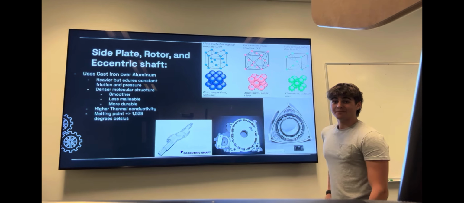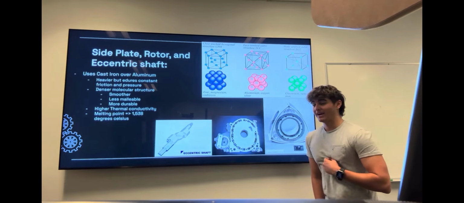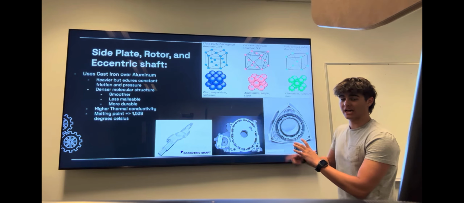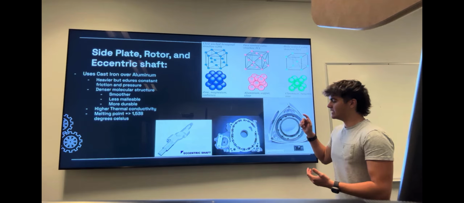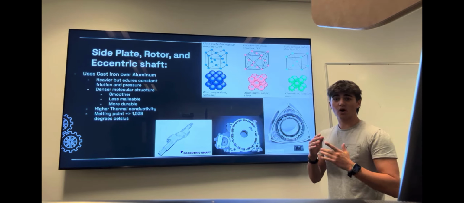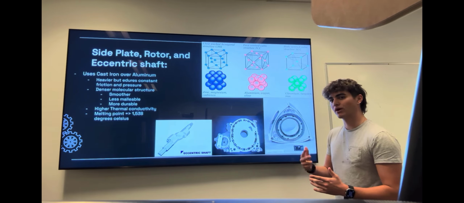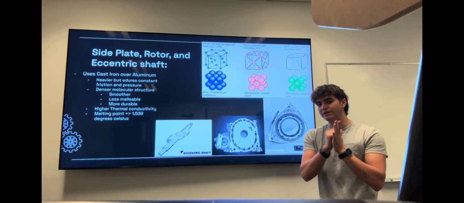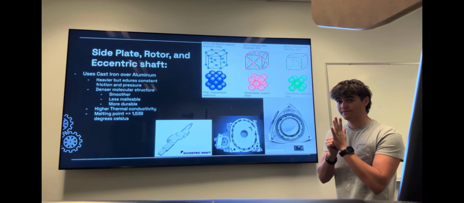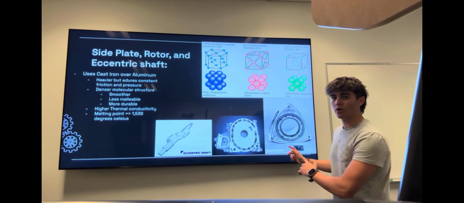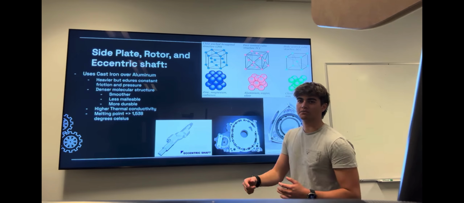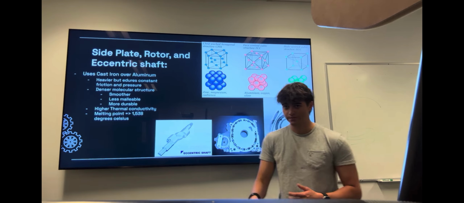Now let's talk about the side plate, eccentric shaft, and the rotor. A little background behind this. The rotor is what constantly spins inside the casing, and it has to endure friction and a lot of pressure. The side plate is what encloses everything, and it also has to endure a lot of friction and pressure as the rotor constantly spins at high RPMs on the plate. And then the eccentric shaft is what takes the motion from the rotor and transfers it to the transmission, and then the transmission puts it to the wheels.